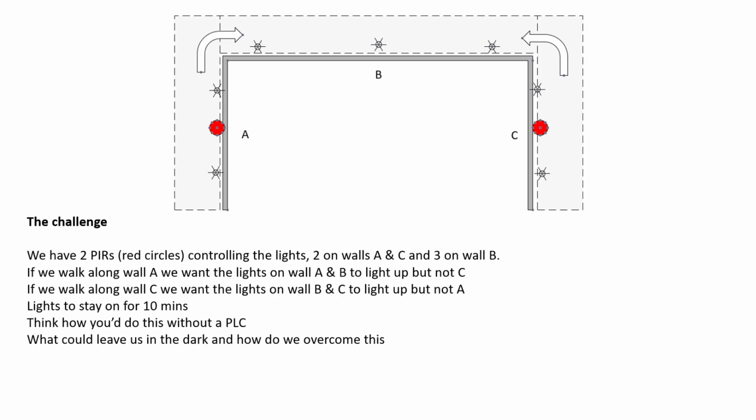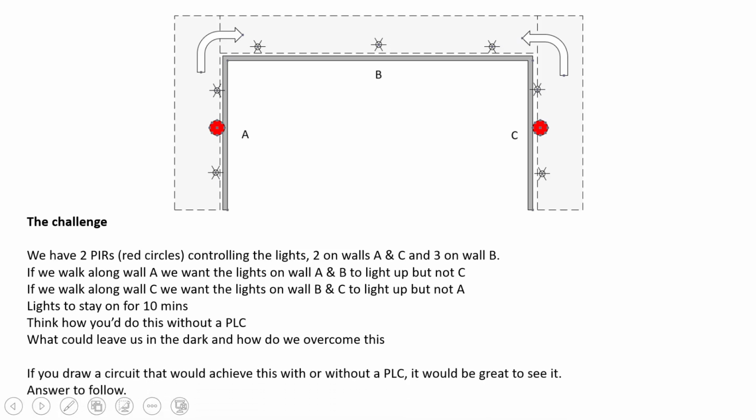And then we've got what could leave us in the dark and how would we overcome it. So we walk round the corner from side A or C, we walk along B. So what could leave us in the dark? And then the challenge is, if you could draw a circuit, how would you achieve it with or without a PLC? Again, don't worry about it too much. If you want to do it and you want me to check your answer as a bit of a challenge, that's fine. If not, we'll be going over it very shortly. So that's the challenge, should you wish to accept it.